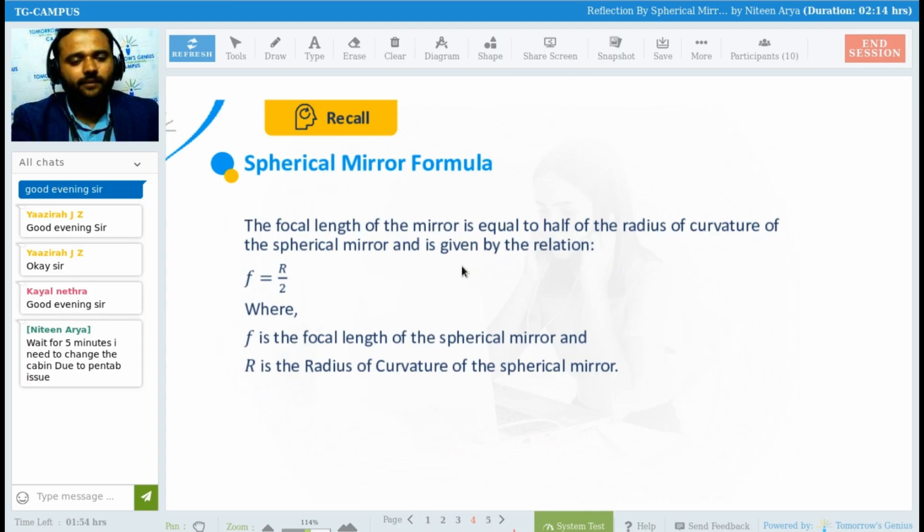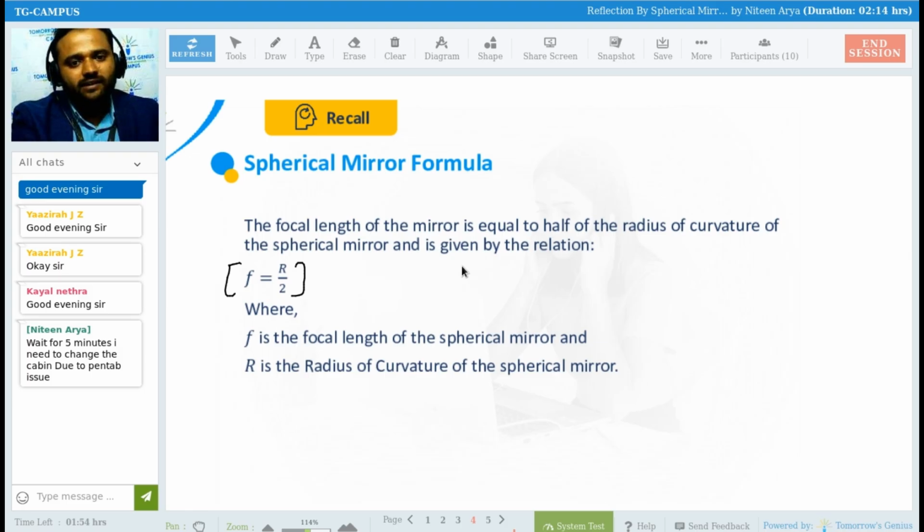Okay, done. So, spherical mirror formula: the focal length of a mirror is equal to half of the radius of curvature. We already know this thing. The focal length f equals r by 2, where f is the focal length of a spherical mirror, and r is the radius of curvature of a spherical mirror.